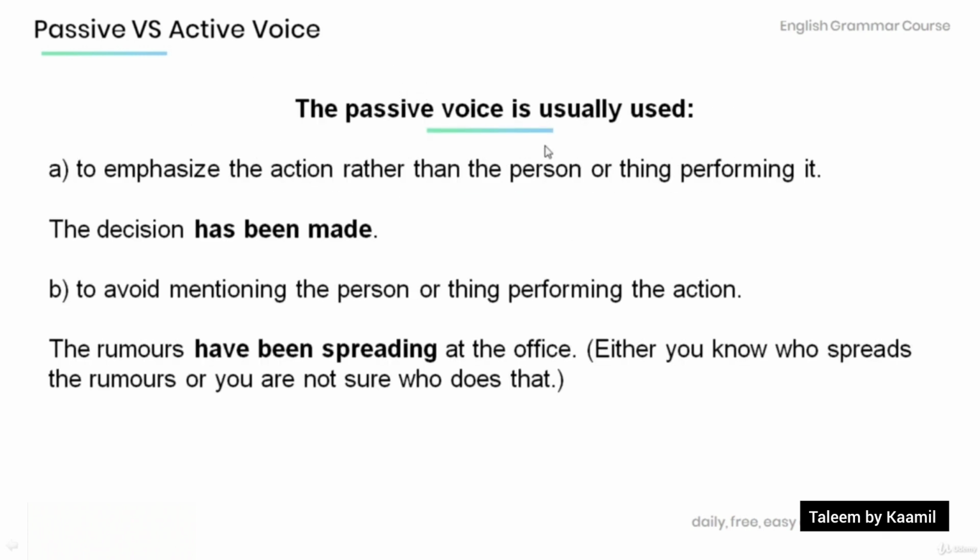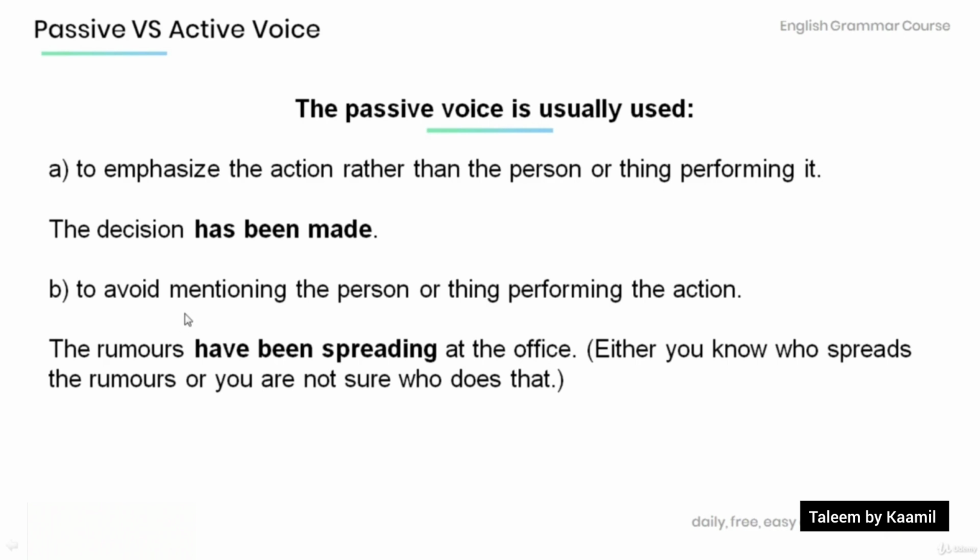Now, the passive voice is usually used A, to emphasize the action rather than the person or thing performing it. Have a look at the example over here. The decision has been made.